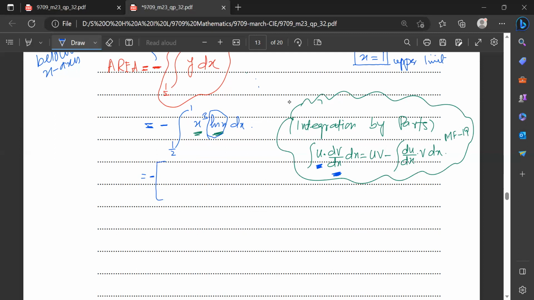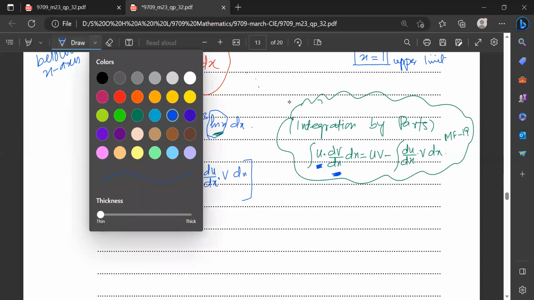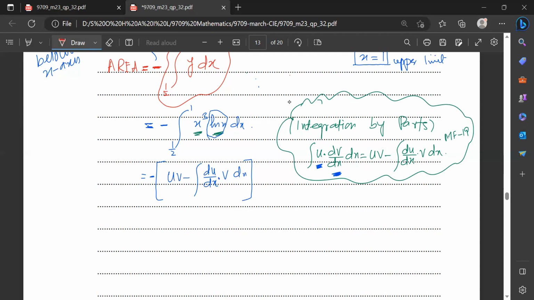So I'm writing the same formula here. The right hand side of the formula: minus integration sign du by dx into v dx, and bracket close. So one function should be taken as u and the other as dv by dx. So u is always natural log of x.